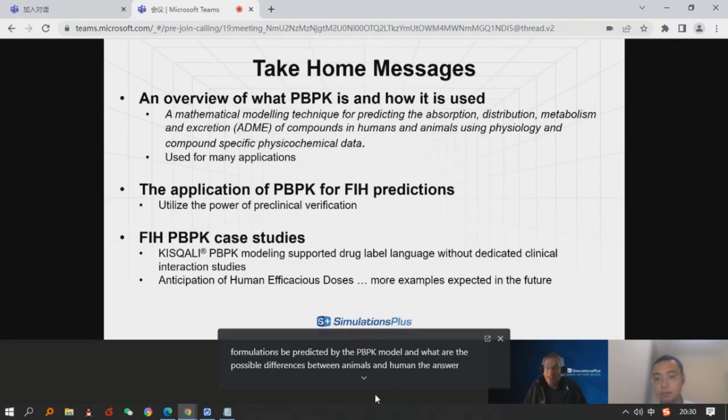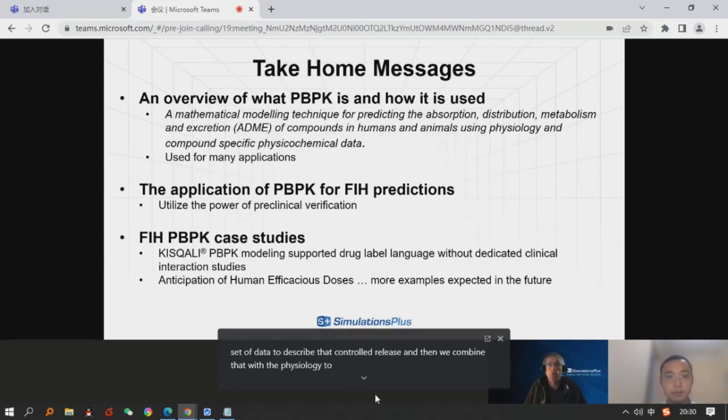The answer is yes, PBPK models can be used to predict such formulations. But what we would need to know is, was the controlled release dosage form the same in the animals and in humans? And if it was, we would need one set of data to describe that controlled release. And then we combine that with the physiology to predict for the individual species.